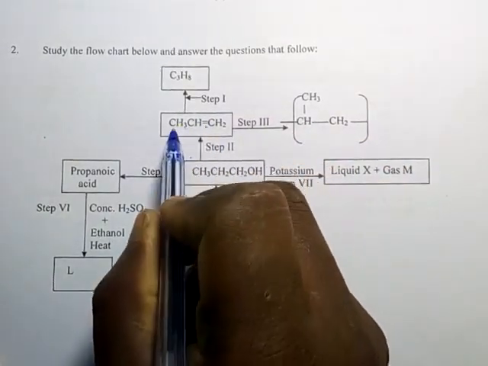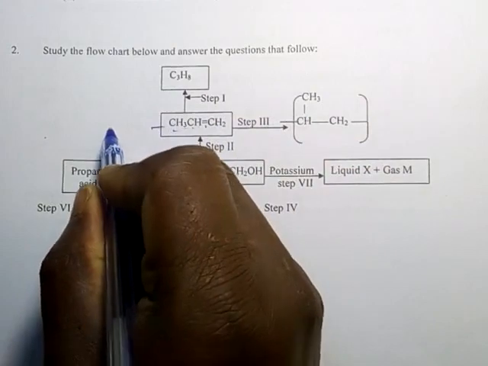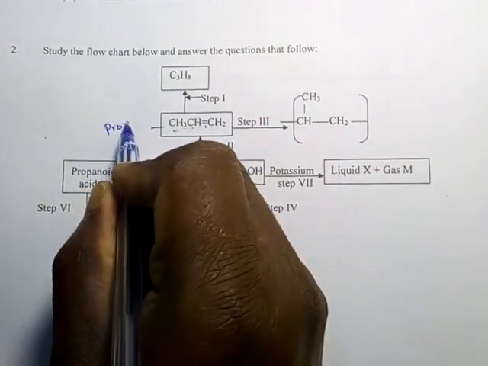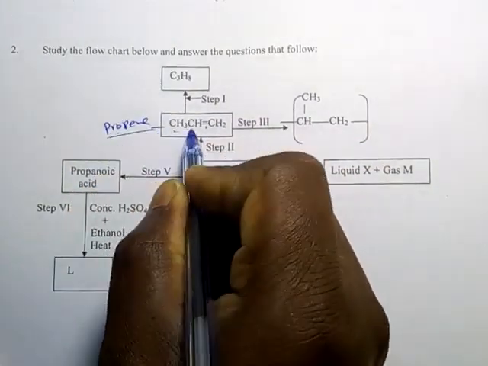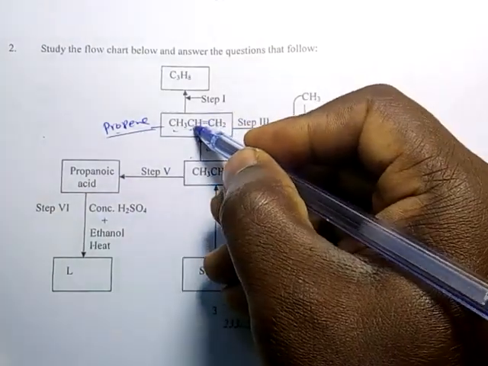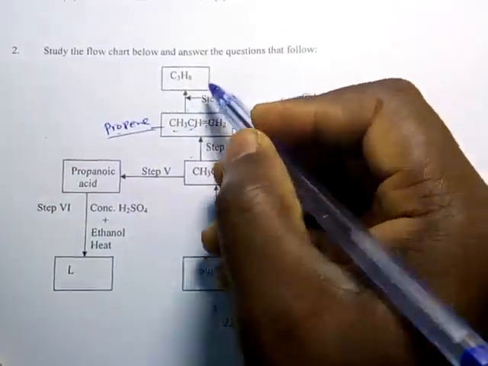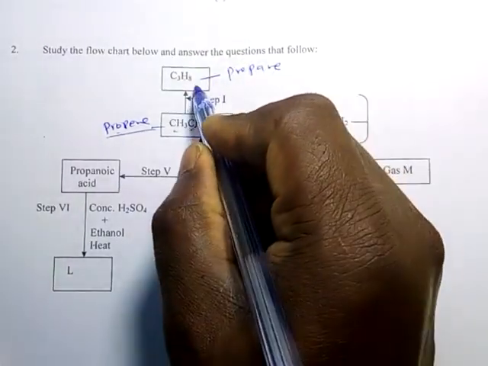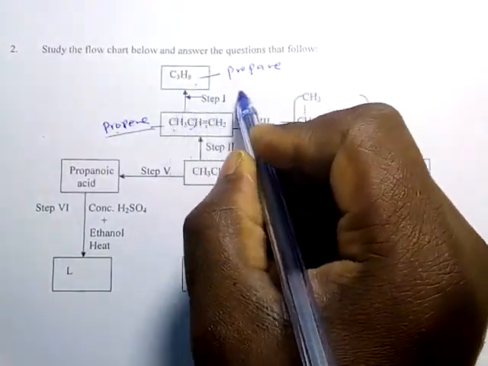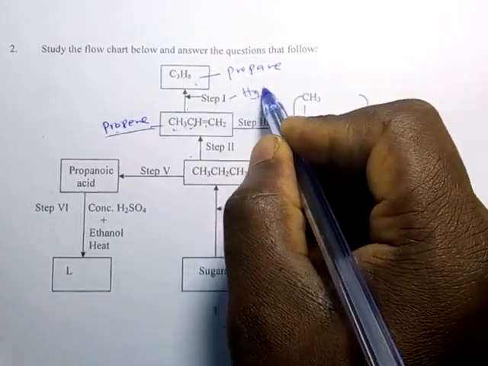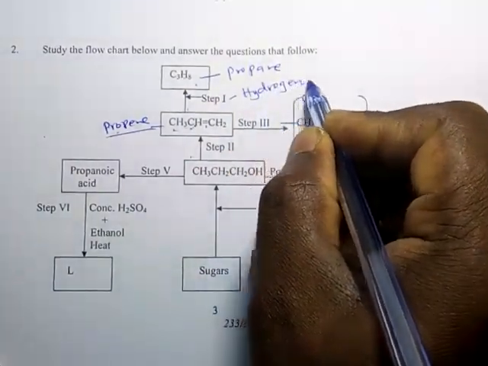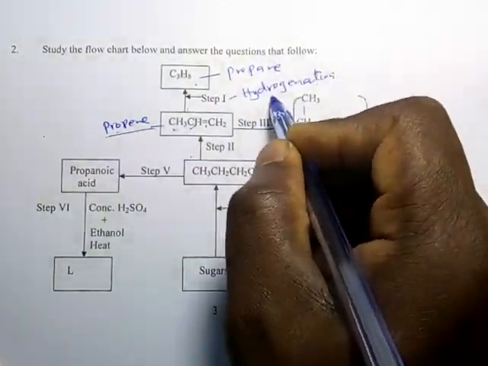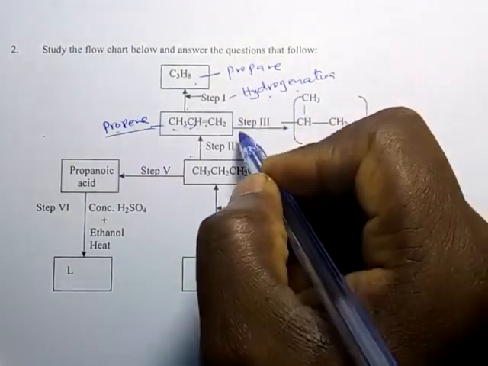This is a double bond, therefore 1, 2, 3. This one is propene. So propene is undergoing step 1, forming propane. Yes, this one is propane. So what is that? So step 1 is hydrogenation, addition of hydrogen in the presence of nickel catalyst.